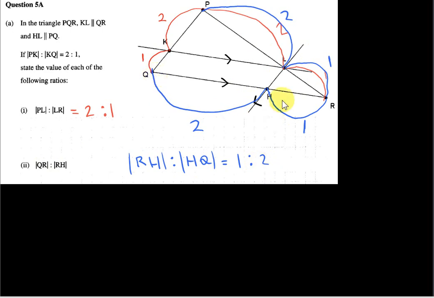But we want QR over RH. I'll indicate that in black. So we want this distance here, QR, divided by QH. Well, that's actually 3 over 2. So the ratio QR is to, we want RH actually, excuse me. Here's RH. So it's 3 over 1.